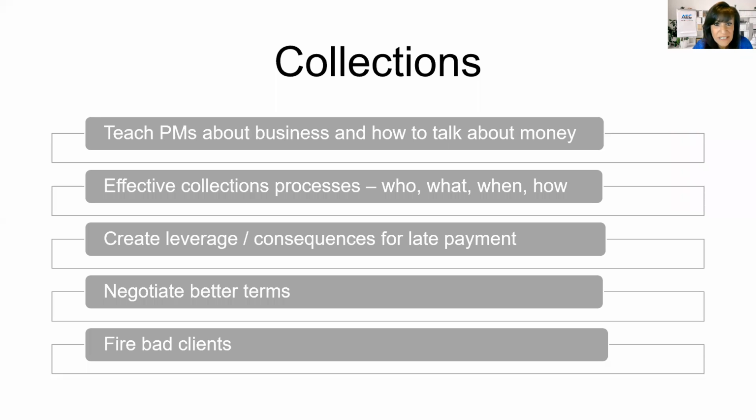I mentioned the effective collection process. A good process will have who does what, when, what do they do, how do they do it, and how often do they do it? And, you know, there's got to be accountability around it as well. I mean, I don't have that as a bullet here, but accountability is extremely important.